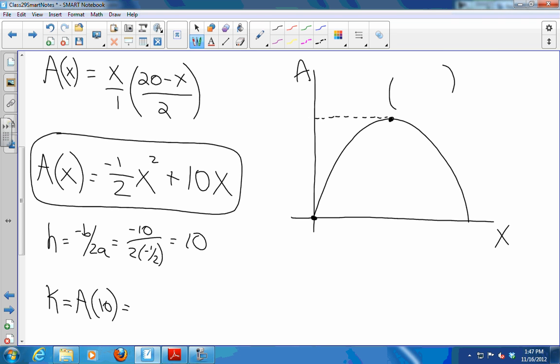When I plug in 10 here, 10 squared is 100, times negative a half is negative 50. So I have negative 50 plus 10 times 10. So I come out with positive 50. So this point is (10, 50). Another way you could have gotten that point is using your technology.